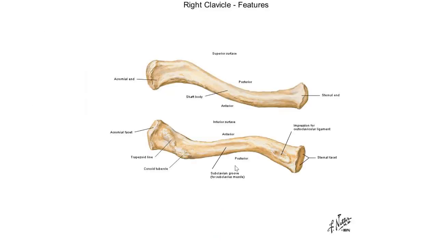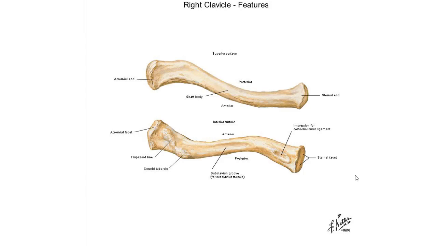Clavicle. Clavicle is a long bone that is located horizontally in our body. In the medial it articulates with the sternum, and in the lateral it articulates with the scapula.